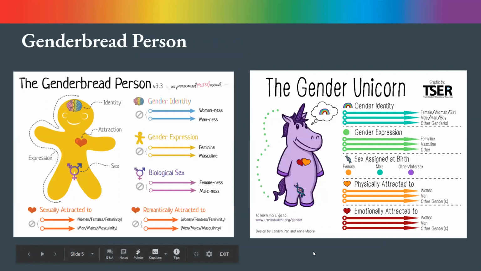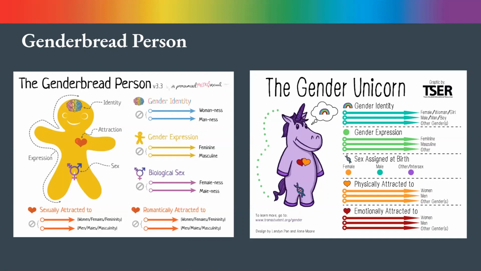Next, here are two helpful charts about how to visualize the difference between gender identity, gender expression, biological sex, sexual attraction, and romantic attraction. I'll go over what makes these two different in just a moment. If we look at the gender bread person, we have this idea that gender identity goes from neutral to womanness or manness. Gender identity is how you think about yourself. Gender expression is how you present yourself, and goes from neutral to feminine or neutral to masculine. Biological sex is what you were assigned at birth, and goes from neutral to femaleness and neutral to maleness.